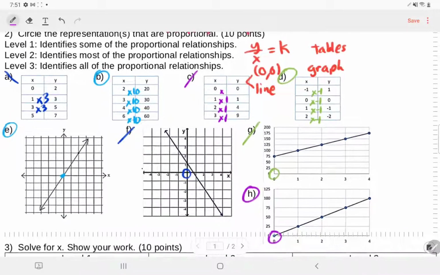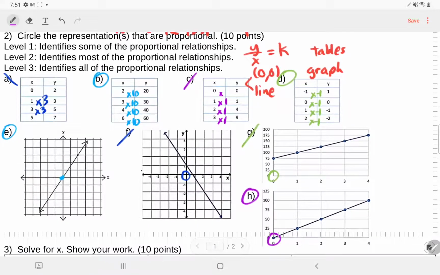So our answers for number 2, which representations are proportional, will be B, D, E, and H.